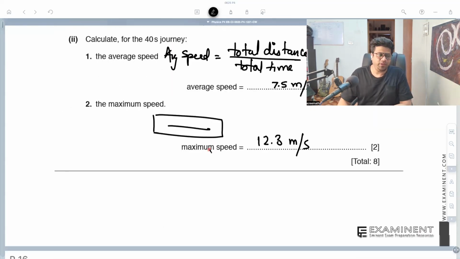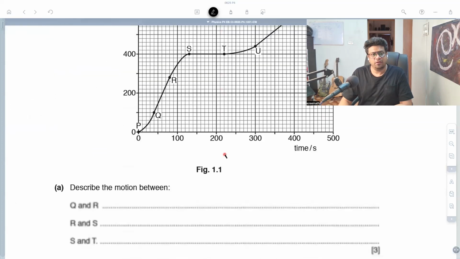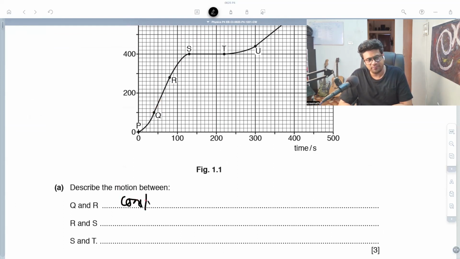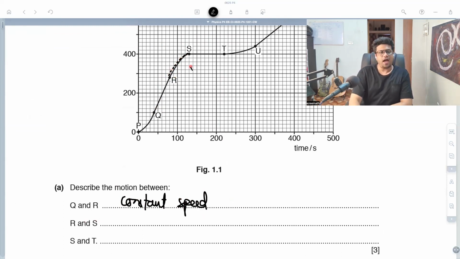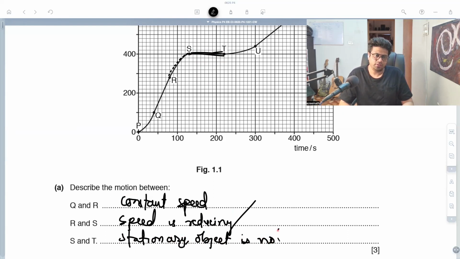Okay. So that was another question that we could have solved with the knowledge of distance time graphs. Here, again, we have a distance time graph. Let's see. Describe the motion between Q and R. Again, it looks like a straight line between Q and R. So we have constant speed. Between R and S, I see that the slope of the curve is reducing, meaning the speed is reducing. And between S and T, the distance has not changed at all. So the object is stationary. The object is not moving. That's all we tell them about.